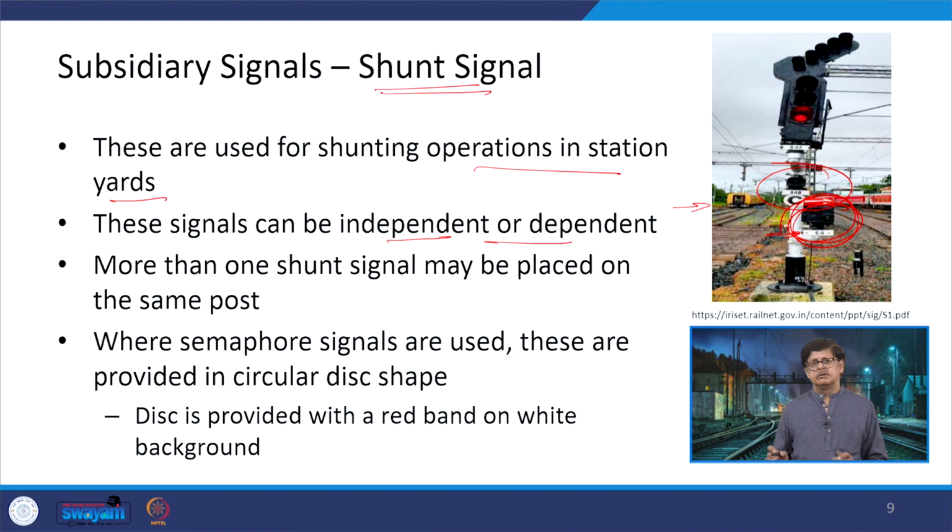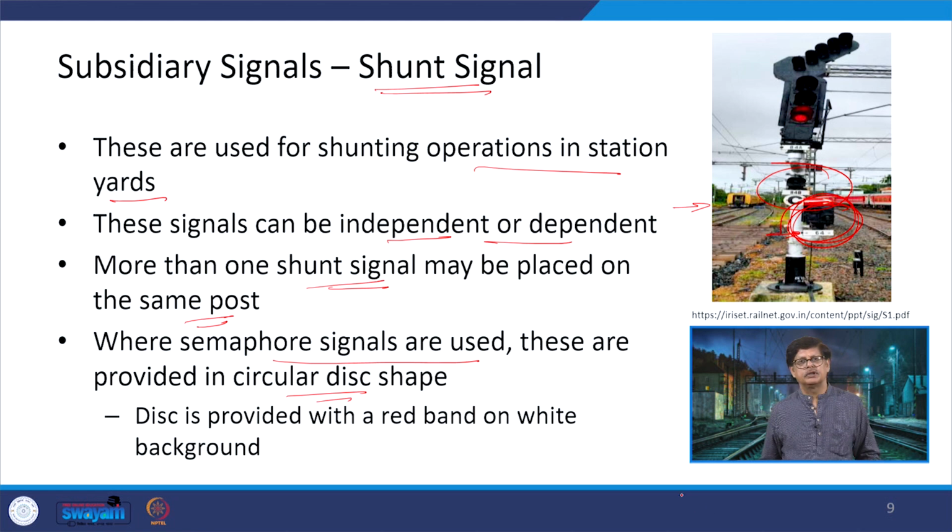So, this is a case where they are on the same signal. So, dependency is there. More than one shunt signal can be placed on the same post, but then in that case the definition plate will define in which particular line you are going to do the shunting. Where semaphore signals are used, these are provided in the circular disc shape.